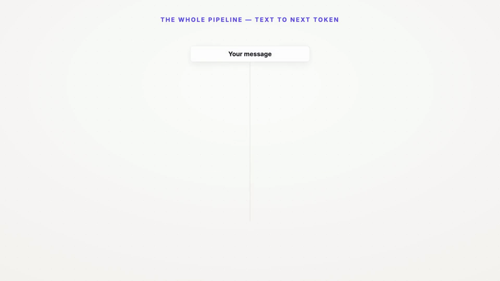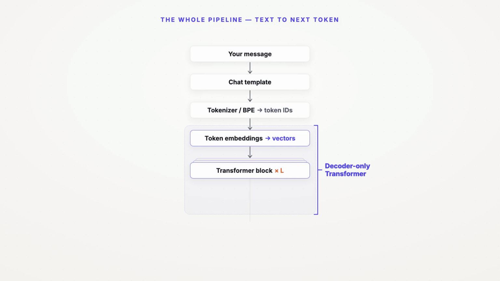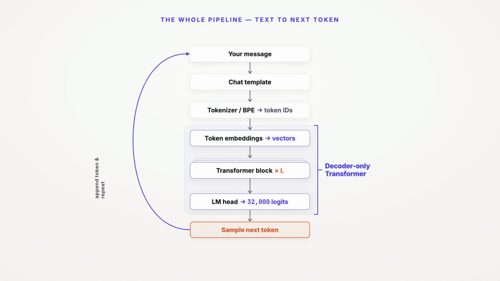Let's build a complete picture of how a modern chat model turns your message into its next word. Almost every chat model today is a decoder-only transformer. Your text goes through a chat template, then a tokenizer that turns it into numbers. Those numbers become vectors, which flow through a stack of identical transformer blocks. A final layer turns the result into a score for every word in the vocabulary, and the model samples the next token. Then it does the whole thing again for the token after that. That's the entire loop. Everything else in this video is just zooming into one of these stages.